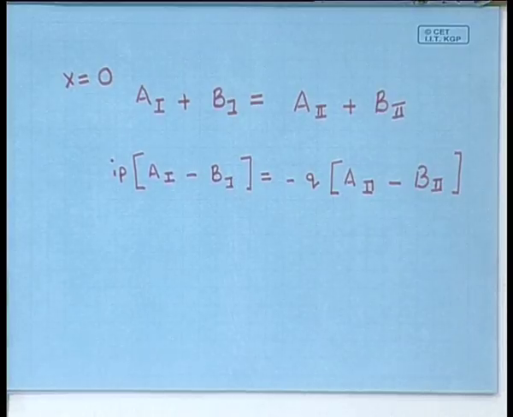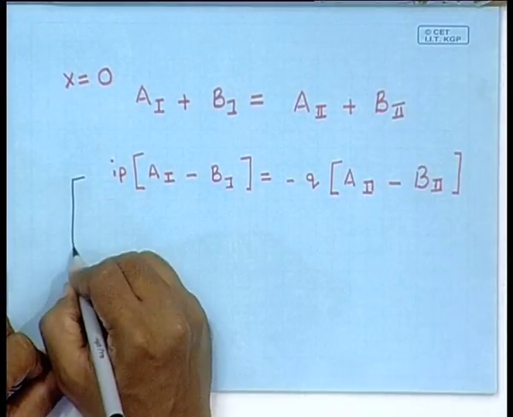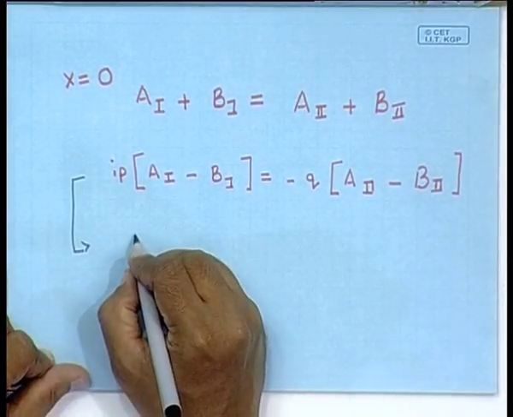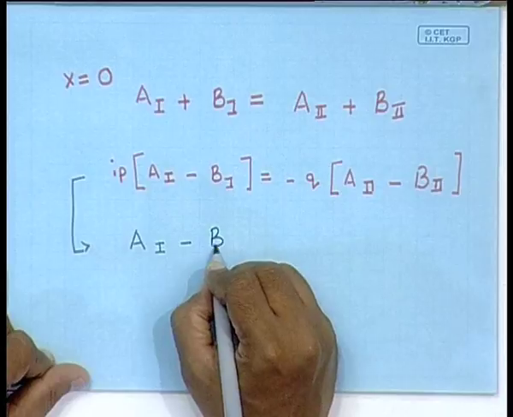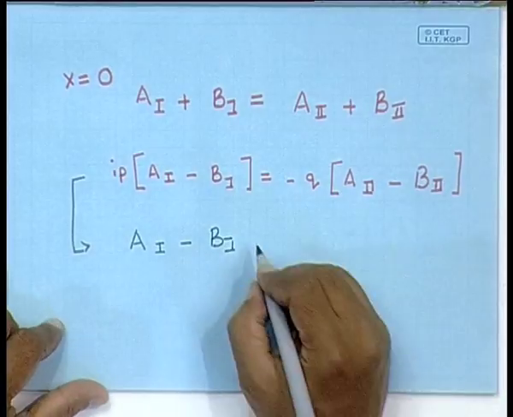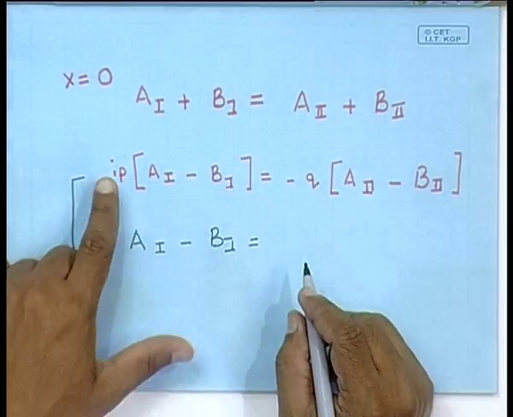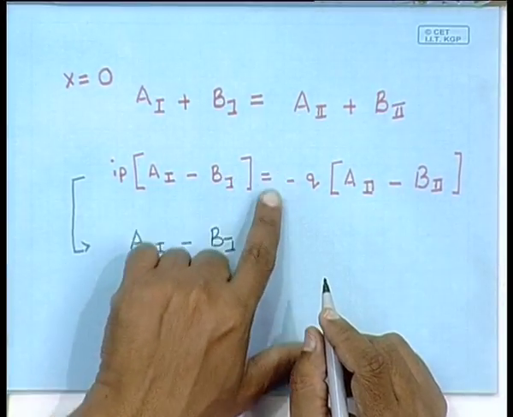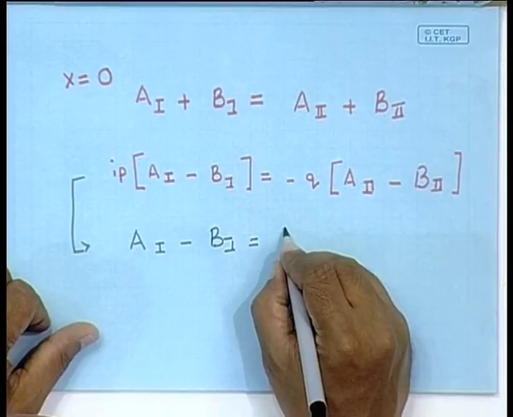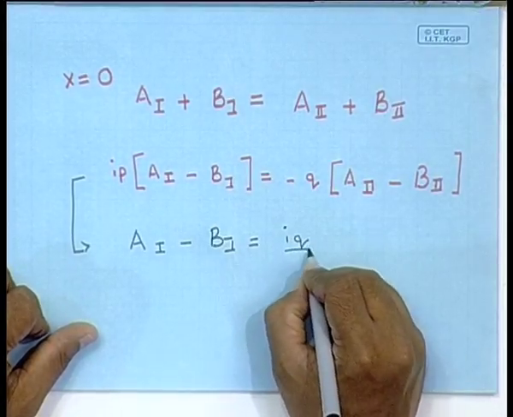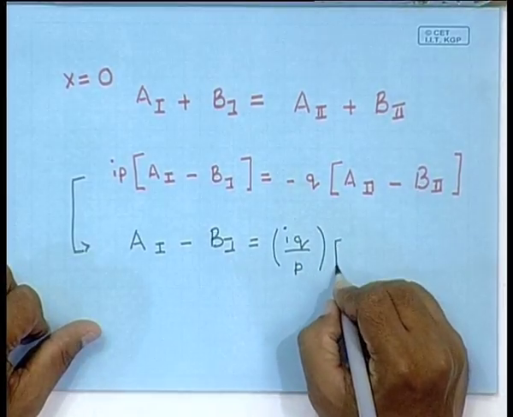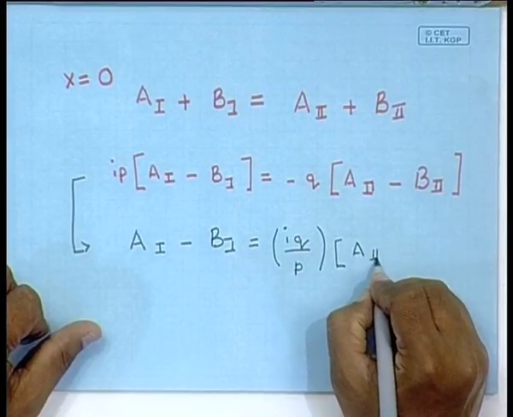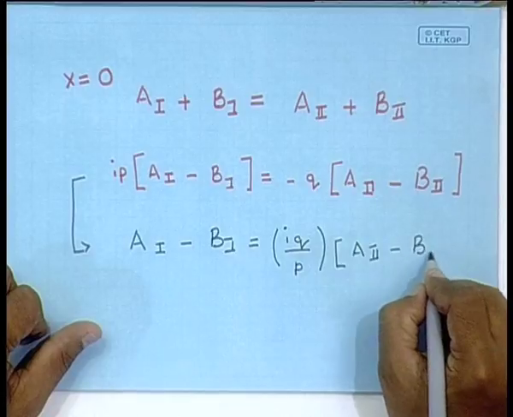Now, we can simplify this expression slightly and write it as a1 minus b1 is equal to, I will divide this by i p, minus 1 by i is i. So, this will become i q by p into a2 minus b2.